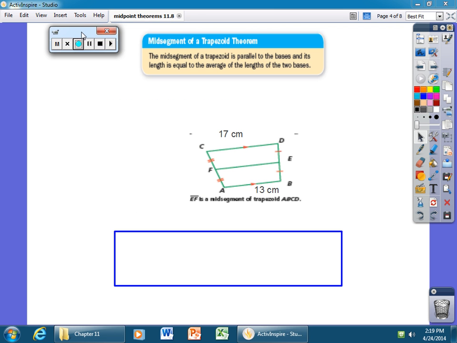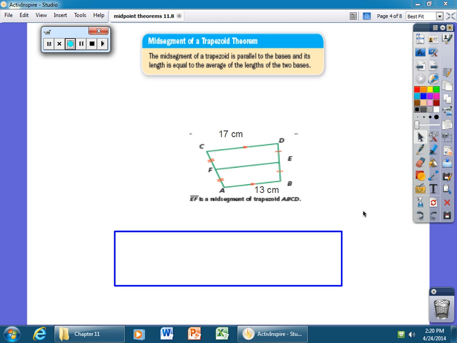Okay, so the first one is the midsegment theorem for a trapezoid. Here I have a picture of a trapezoid for you, and CD is one of the bases and AB is the other base. The midsegment would be FE, and notice that on this side FE cuts side BD in half, and on this side point F cuts CA in half. That's what makes it a midsegment.